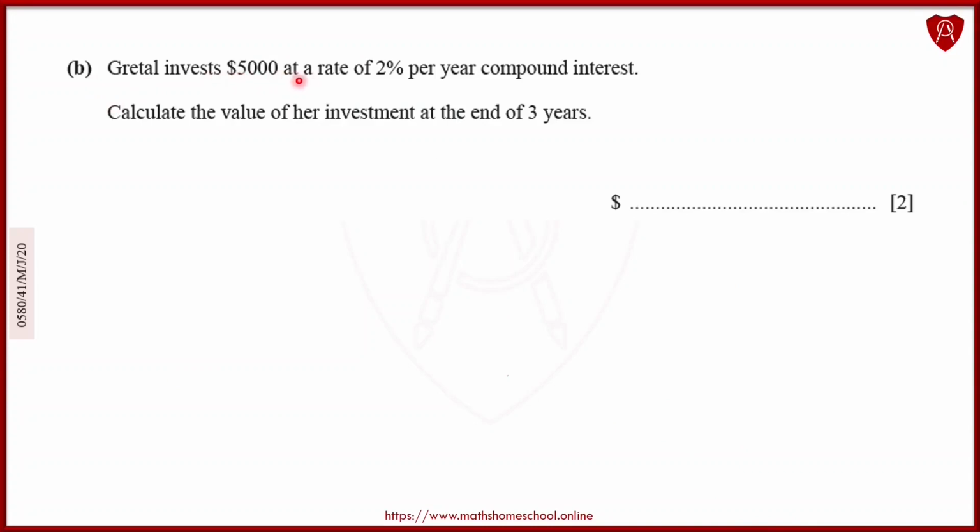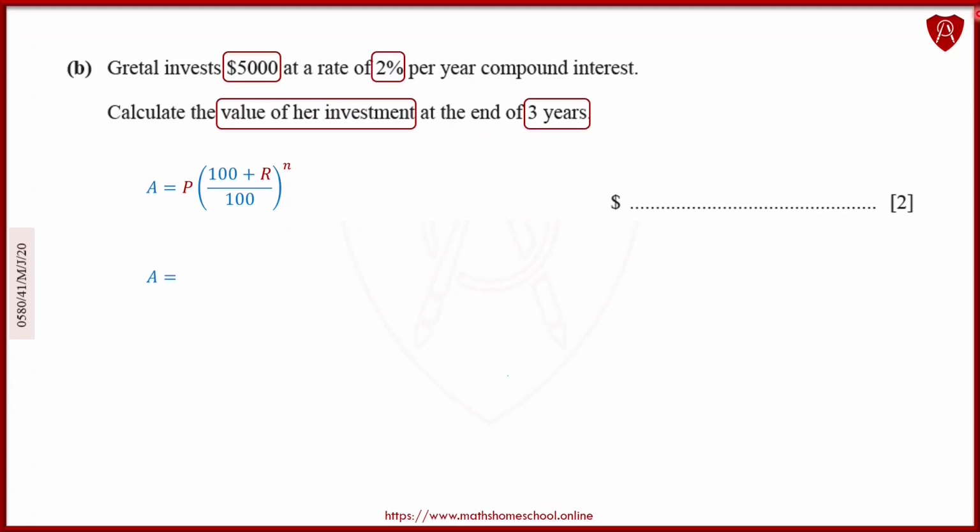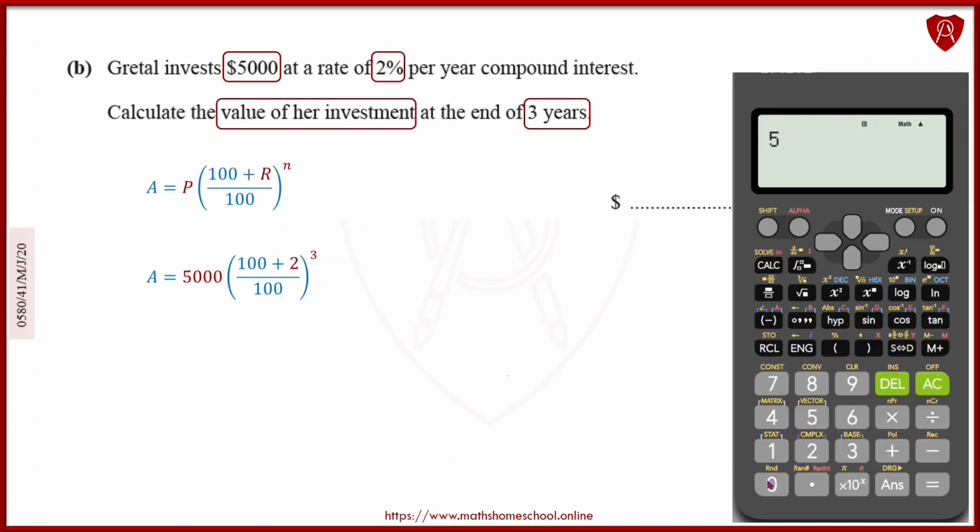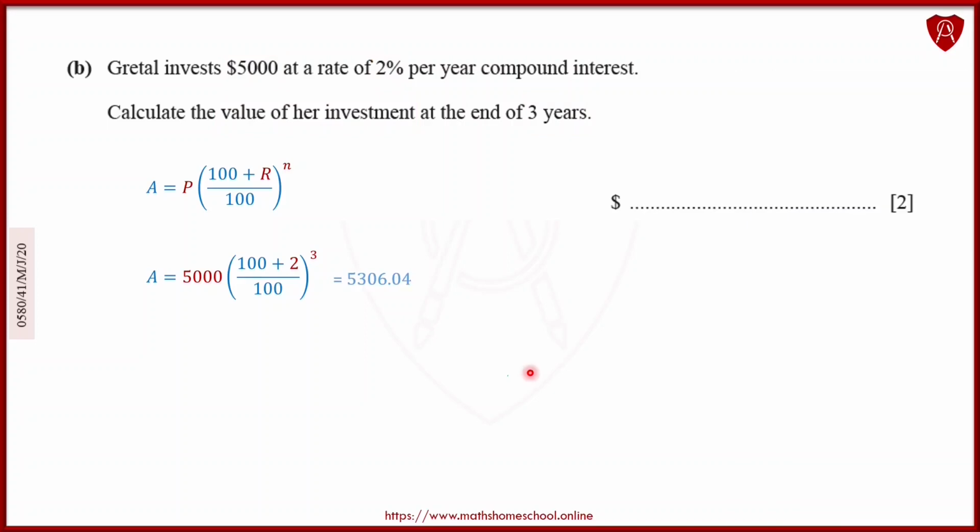Gretel invests $5,000 at a rate of 2% per year compound interest. Calculate the value of her investment at the end of 3 years. This is a formula for calculating compound interest earnings. A is the value of her investment. P is the amount invested. R is the rate of earnings per year. And N is the number of years. So we need to plug this in. 5,000 times brackets, fraction numerator 100 plus 2, denominator is 100, close brackets raised to power 3 equals, and we change that into decimal: 5306.04. We present that as 5306.